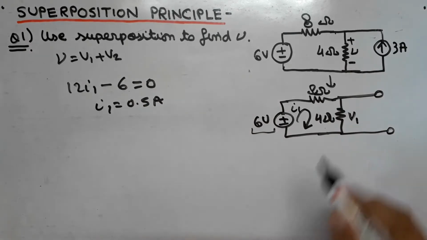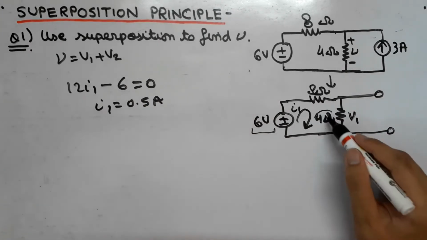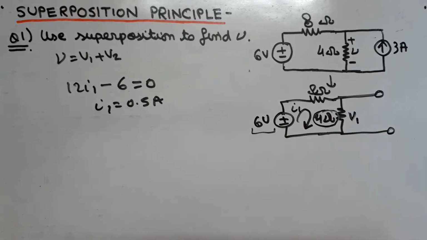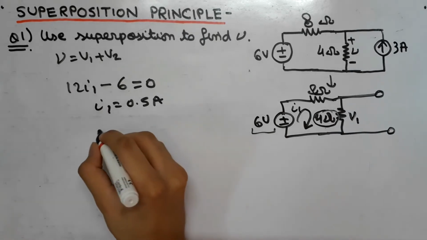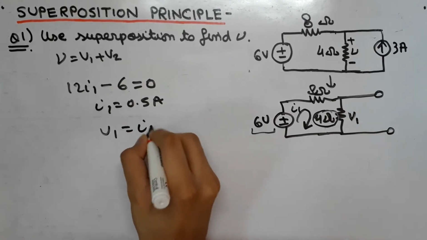Now we can see that I1 will be flowing in this circuit, that is, it will pass through the 4 ohm resistor also. So we will find the value of V1 from there. That is, we will use the formula V1 is equal to I1 R.